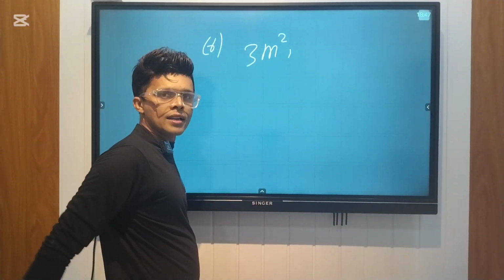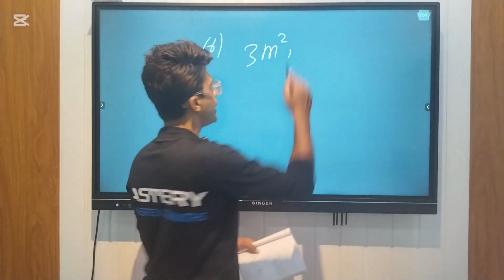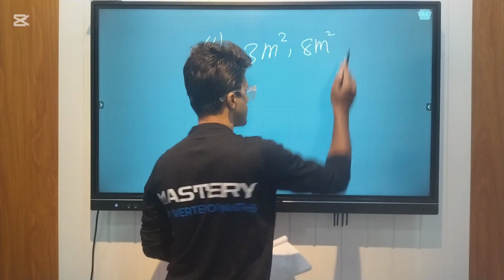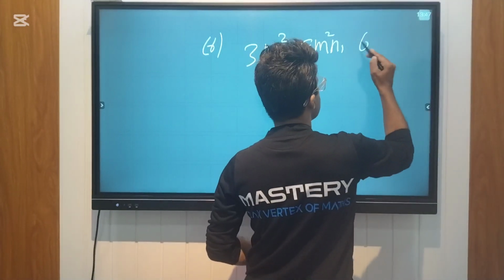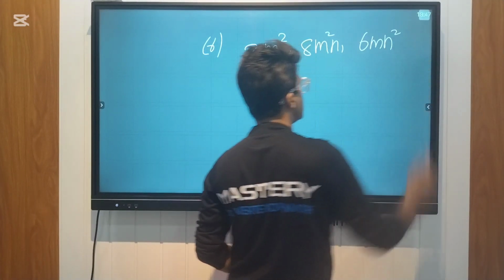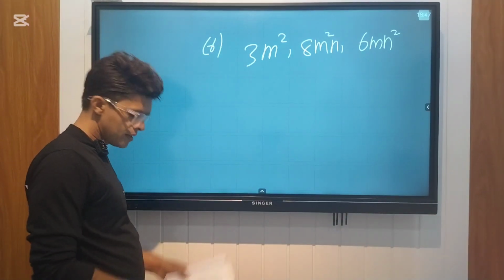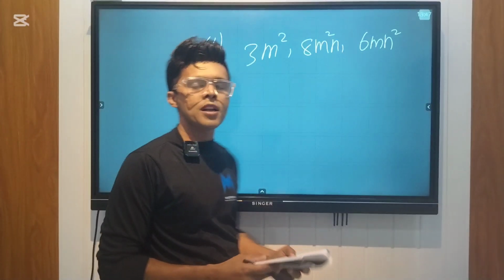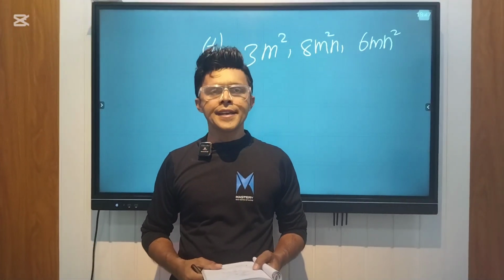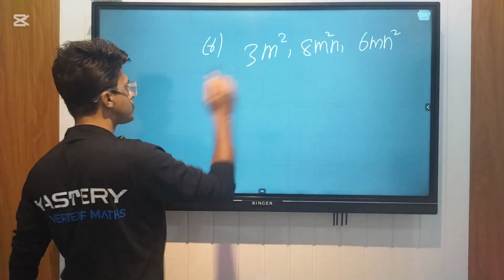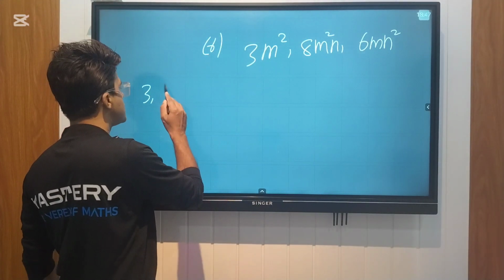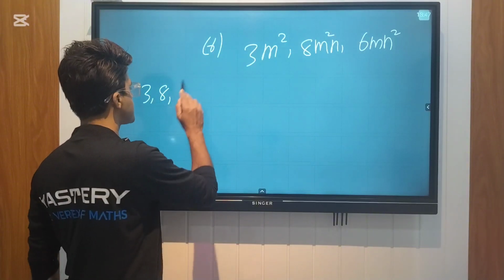Then 3m squared, 8m squared n, 6m n squared. Let's get the LCM. LCM means least common multiple. Least common multiple needs to be taken of these given terms. How do we get it? This is the easiest way of getting the LCM.